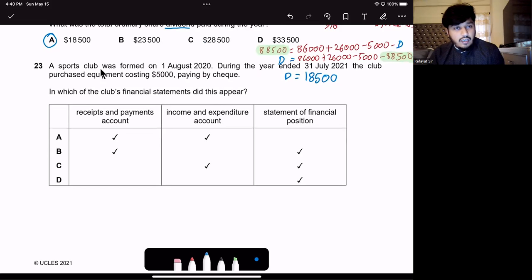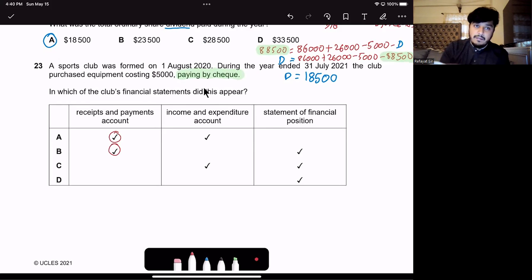A sports club was formed on 1st August. During the year, the club purchased equipment costing $5,000 paid by check. In which of the club's financial statements will this appear? First of all, it's paid by check, so it will definitely appear in the receipts and payment account.